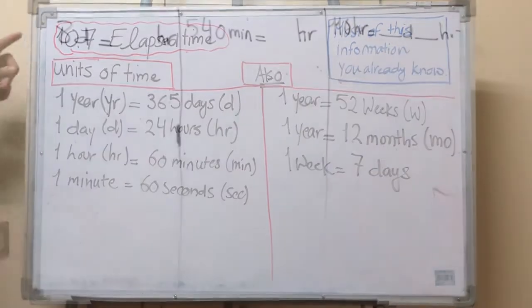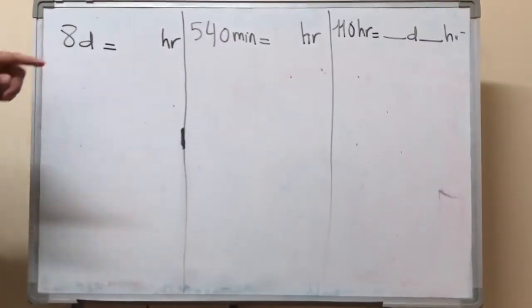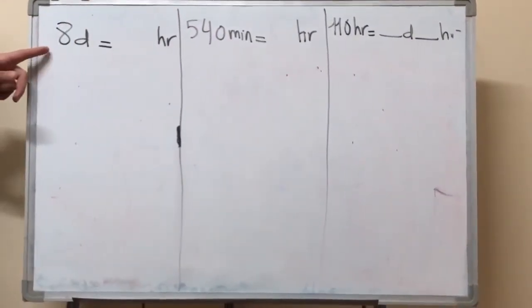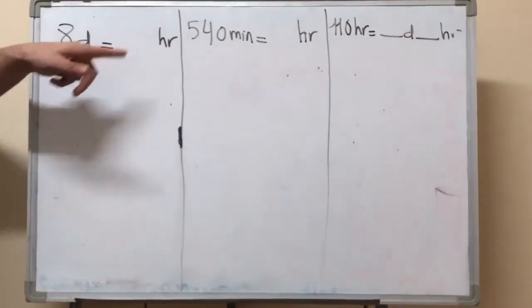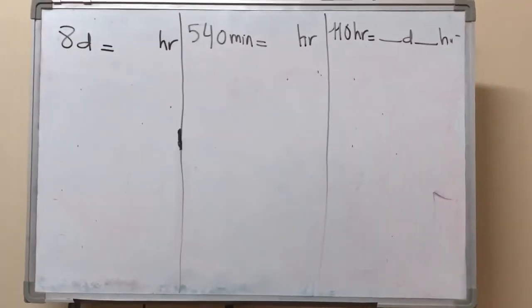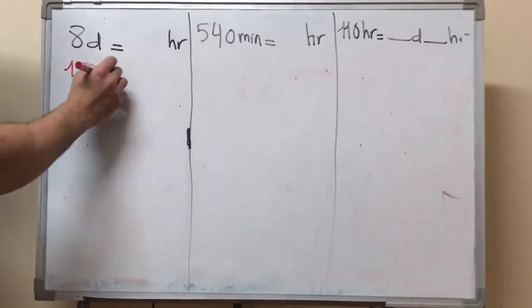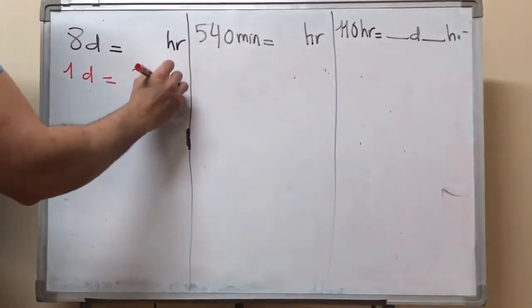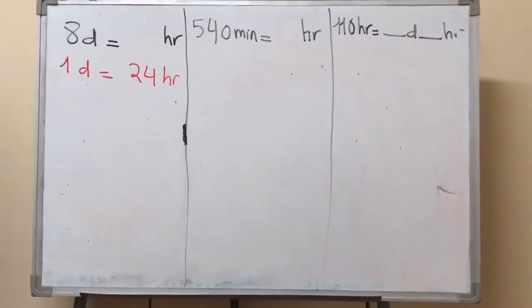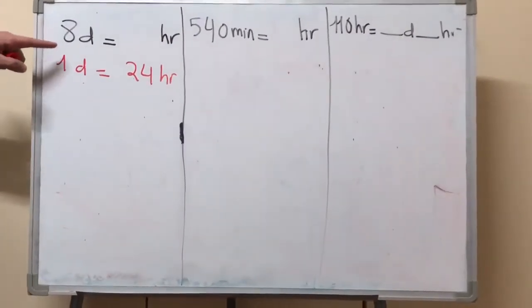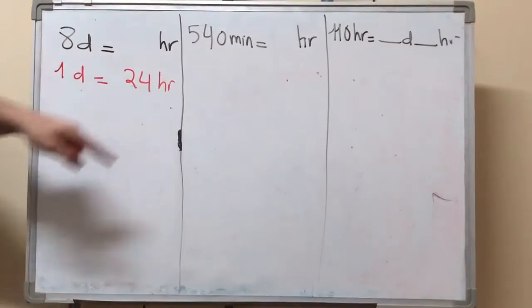Let's take a look at these examples. We have 3 examples here. The first one: 8 days equals how many hours? What is the relationship between an hour and a day? We know that 1 day has 24 hours. Before we do the cross multiplication, we have to check that we are putting the D under the D and the hours under the hours.